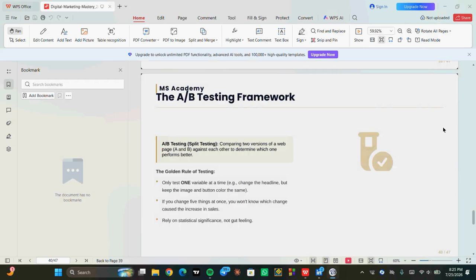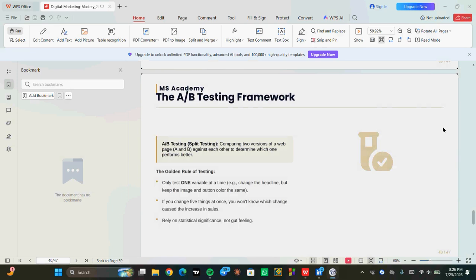So the next topic is the A/B testing framework. That is split testing. Split testing requires comparing two versions of a web page, that is A and B, against each other to determine which one performs better. I repeat, comparing two versions of a web page, A and B, against each other to determine which one performs better.